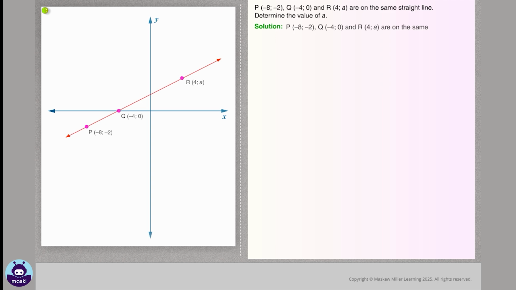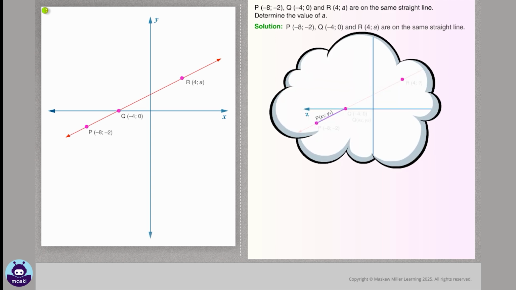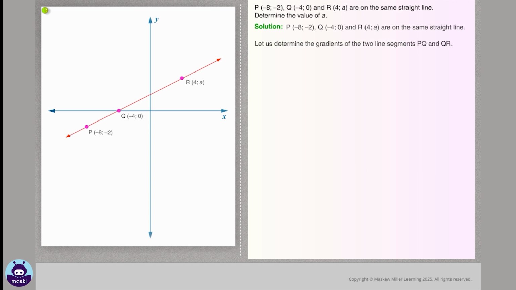Solution. Points P, Q, and R are on the same straight line. If 3 points are on the same straight line, then we can equate the gradients found using any 2 pairs of points. We can then determine the unknown coordinate. Let us determine the gradients of the 2 line segments PQ and QR. Recall the formula for the gradient of a line.